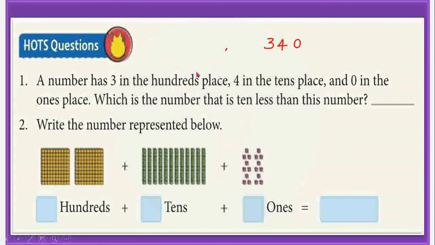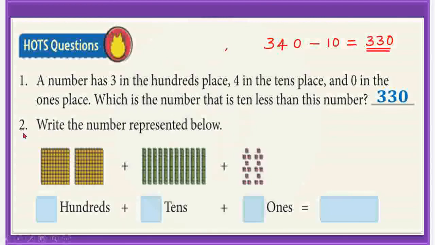Further in the question what is asked is, which is the number that is 10 less than this number? So to fill this blank, what we should do is, we should find a number which is 10 less than the given number here. That means we have to subtract 10 from this number. So 340 minus 10. What do you get? Yes, the number will be 330. So you should write 330 in this blank space here. 330 is the answer for this question.